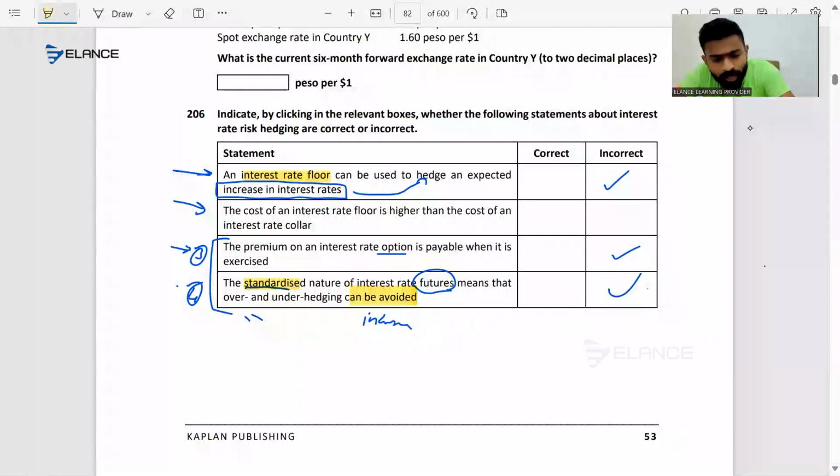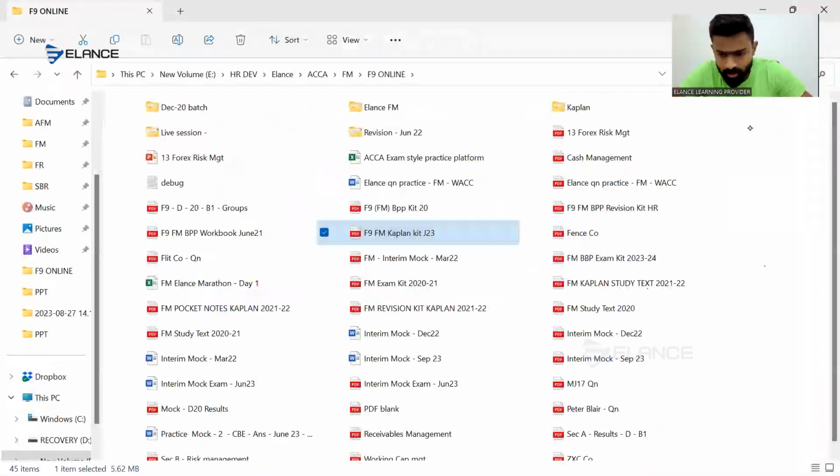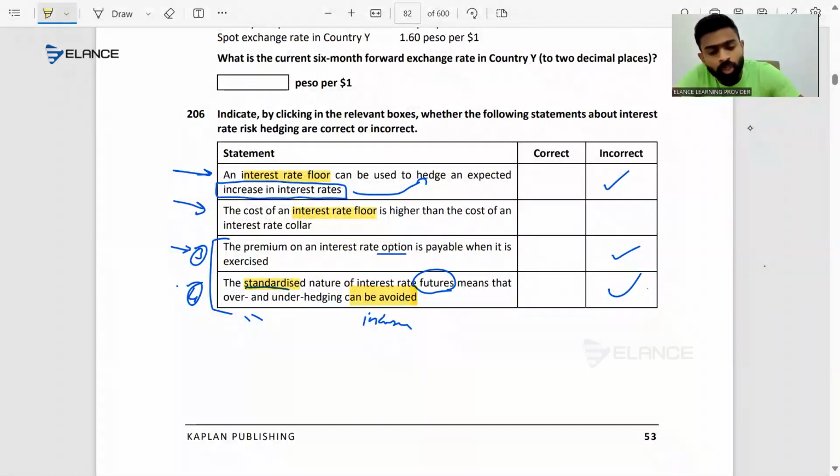The cost of an interest rate floor, just a floor only. That means, is it a collar or a straight option? It's a straight option. The cost of a straight option is higher than the cost of a collar. A straight option is costlier than a collar. Correct or incorrect? It's correct. Done. We are good at this point. My battery is low. Let me connect the charger. One second.